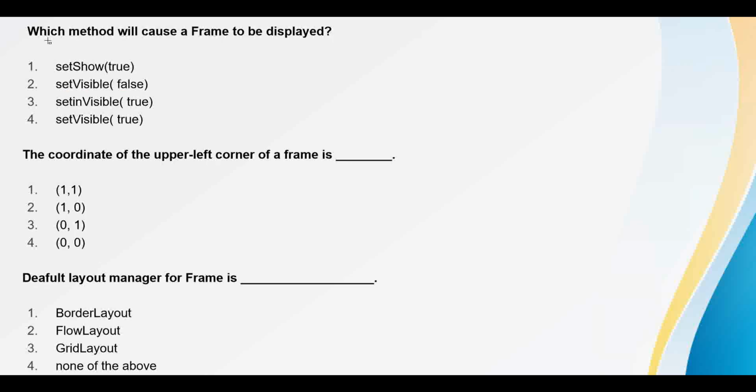Next question is, which method will cause a frame to be displayed? The answer is setVisible(true). The coordinate of the upper left corner of a frame is what? The answer is 0, 0. The default layout manager of a frame is what? The answer is border layout.